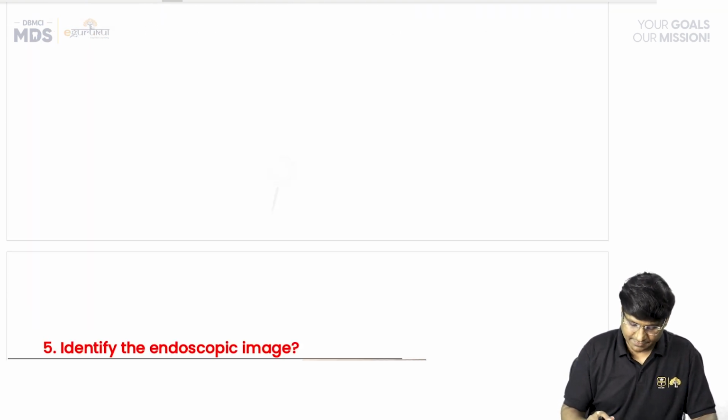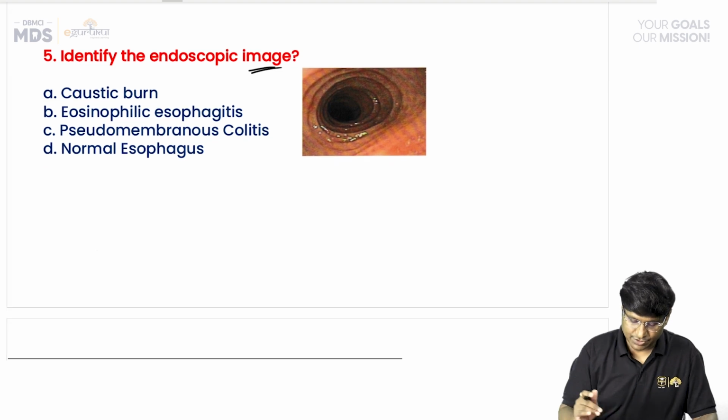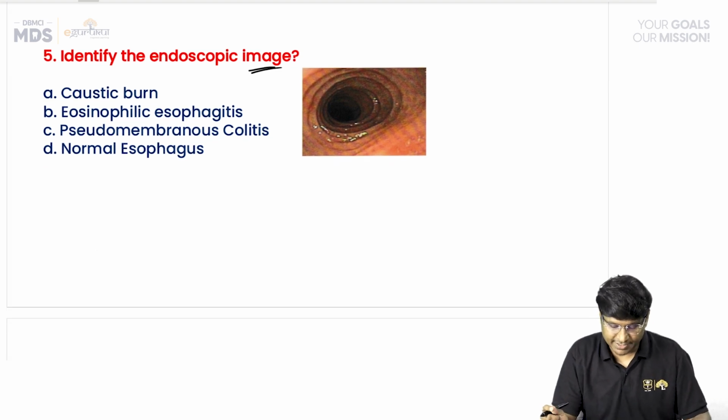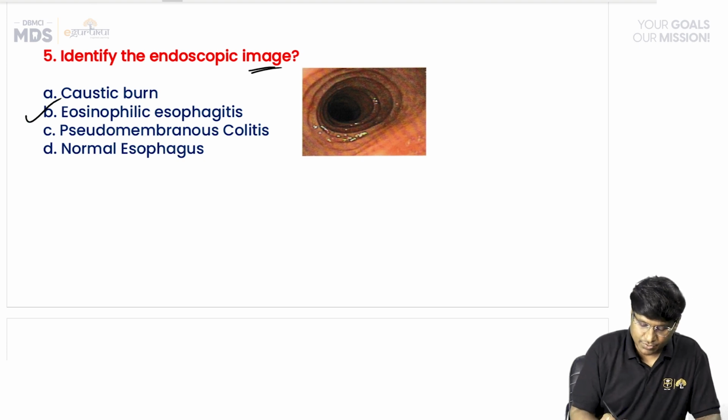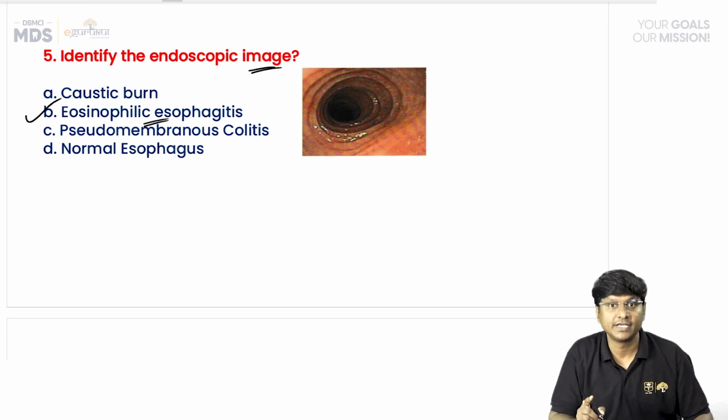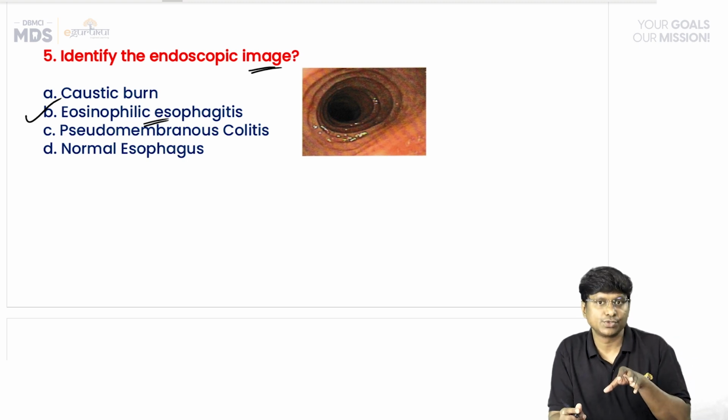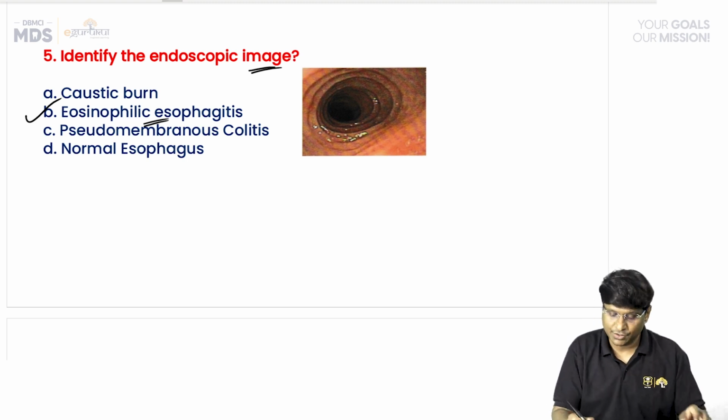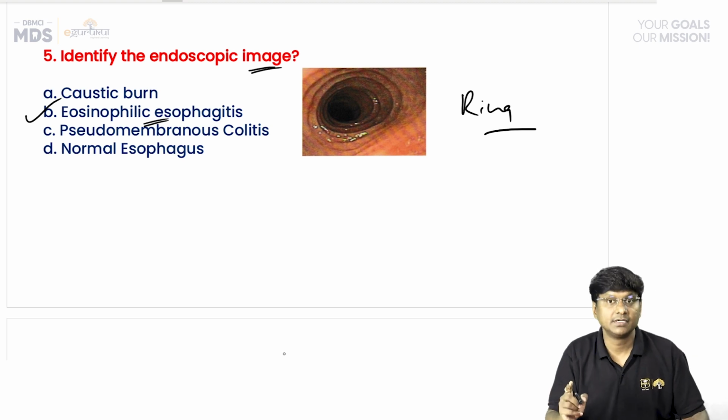Okay, next. Identify the endoscopic image. Caustic burn, eosinophilic esophagitis, pseudomembranous colitis, normal esophagus. This is suggestive of eosinophilic esophagitis. The endoscopic view shows the corrugations, or you have the ring appearance, which is suggestive of the diagnosis of eosinophilic esophagitis.